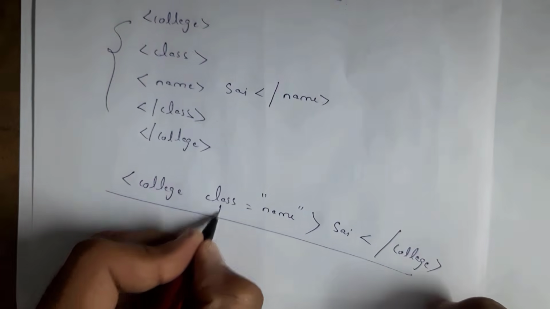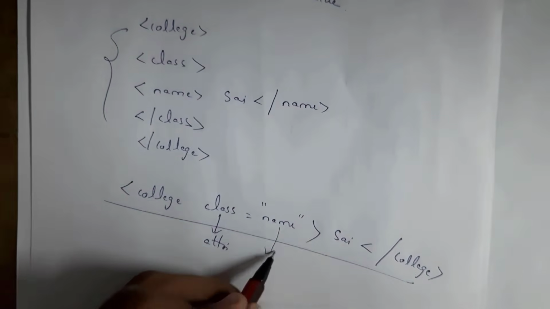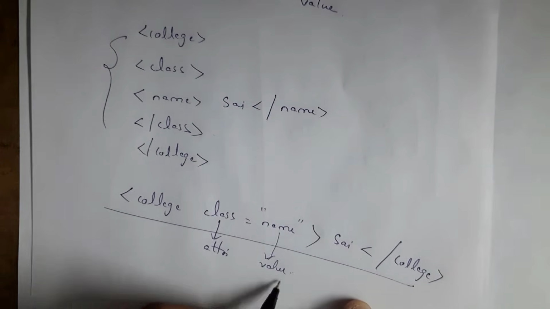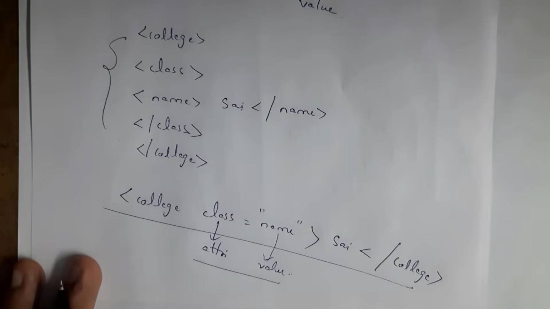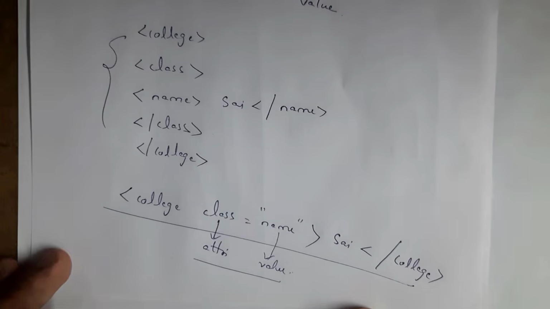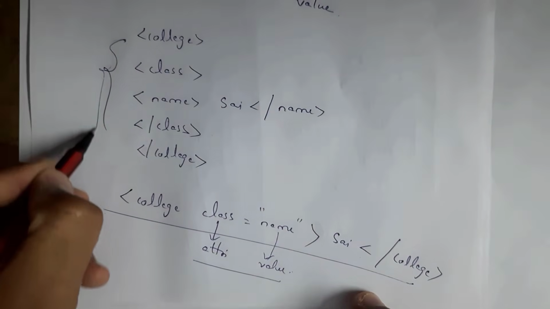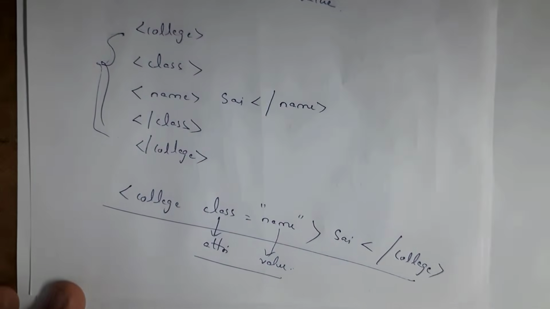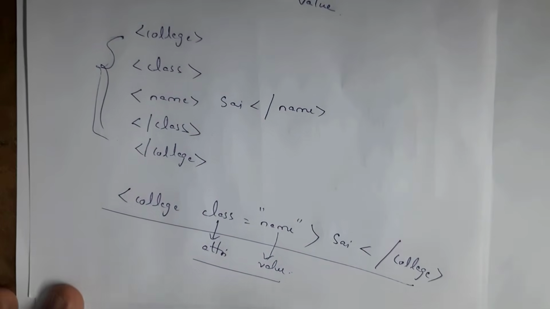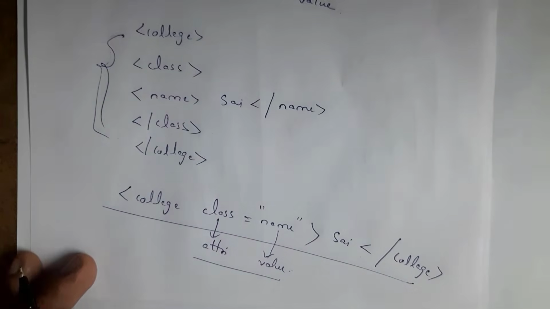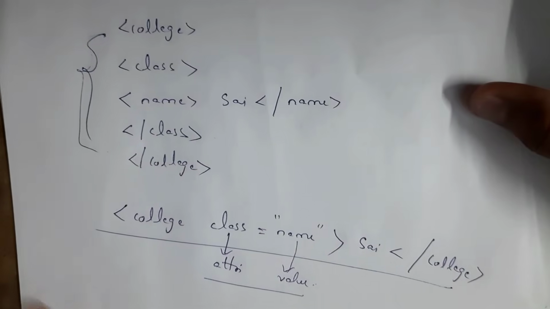This class is attribute and this name is value, but using these attributes and values is not recommended because there is high chance of getting errors and writing this is very complicated. So programmers always write like this instead of writing attributes and values. And there is one more disadvantage, that is we cannot write multiple values in a single attribute. So an attribute contains only a single value.